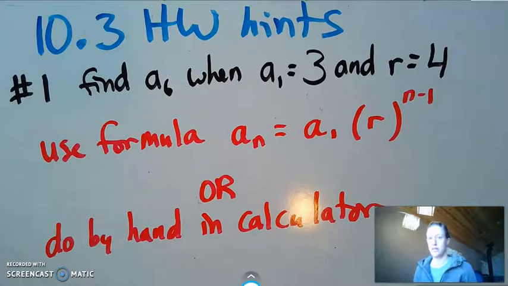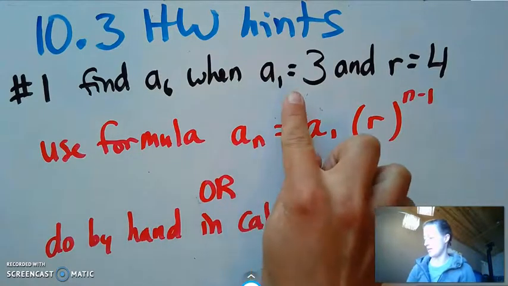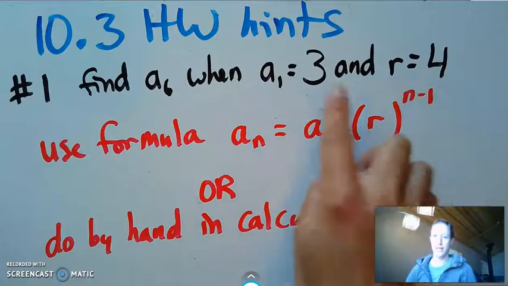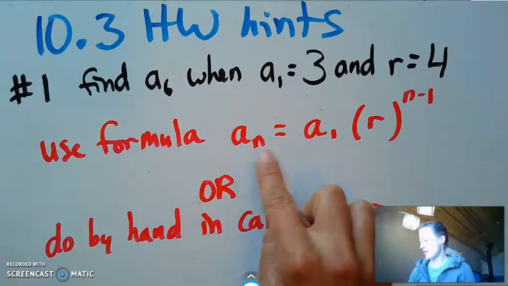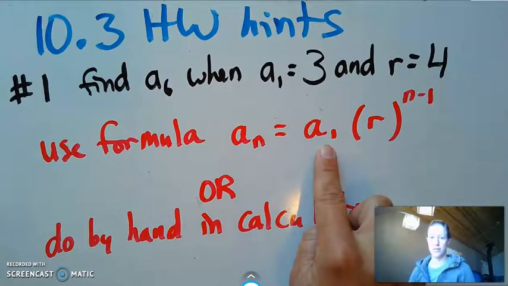So the first one is just another way to do the first few. Number one is like: find a sub 6 when a sub 1 is 3 and r is 4. Again, your numbers may be different, but the concept should be the same. One way you could do it is using the formula.